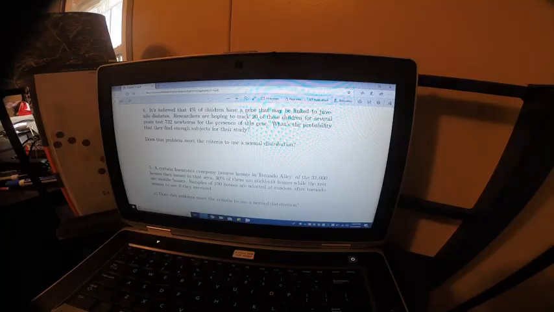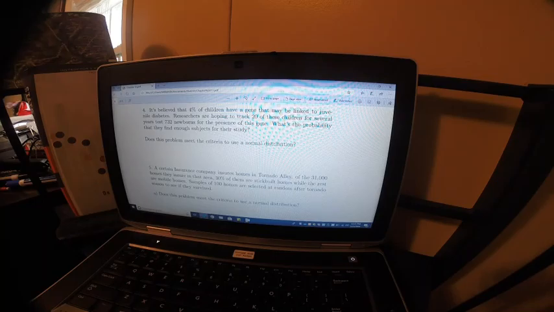Number 4 says, it's believed that 4% of children have a gene that may be linked to juvenile diabetes. Researchers are hoping to track 20 of these children for several years. They test 732 newborns for the presence of this gene. What's the probability they find enough students for their study? Does this problem meet the criteria to use a normal distribution? If so, we're going to solve it. So, let's go to the board real quick and find out.